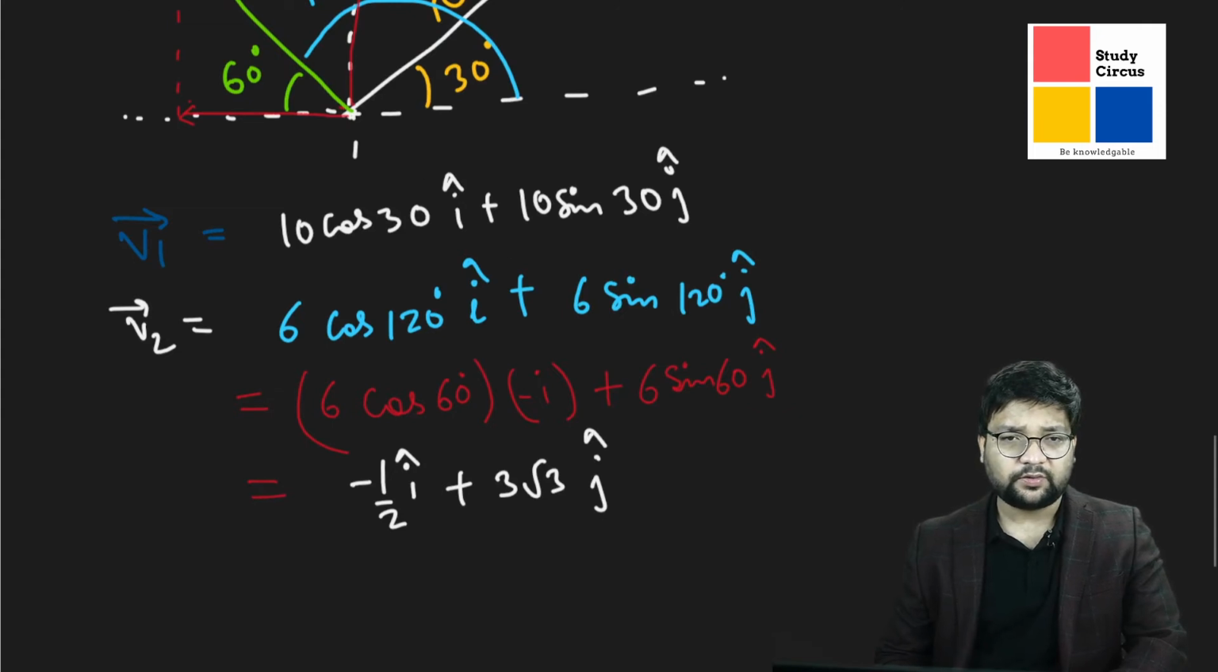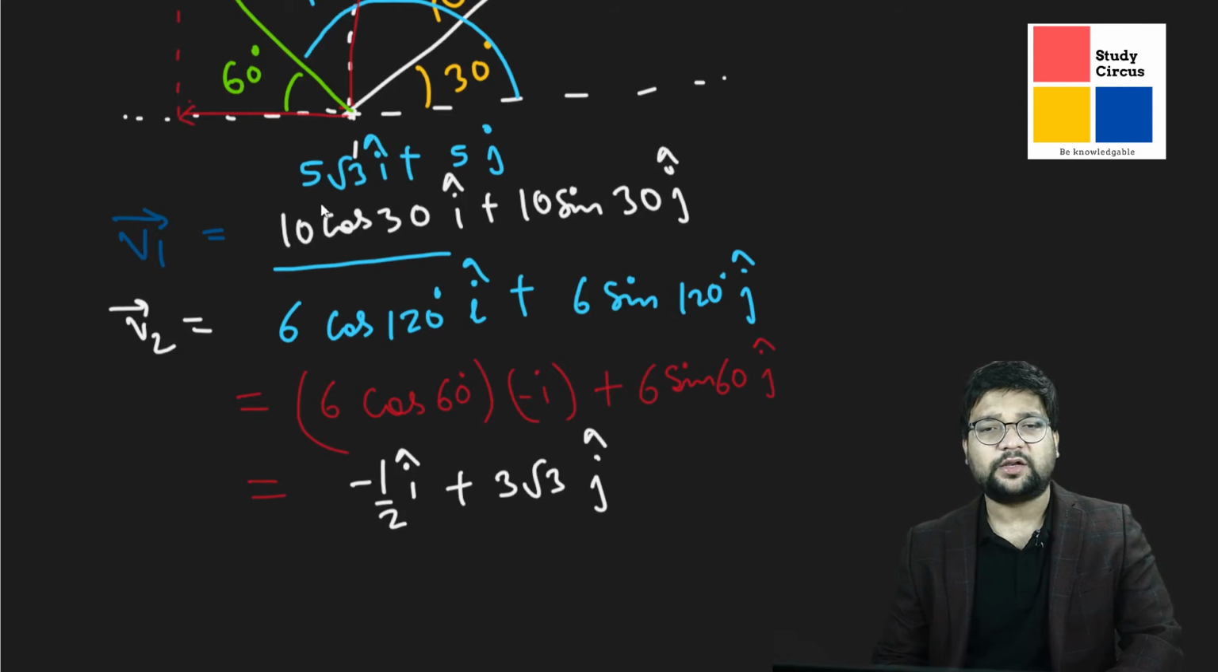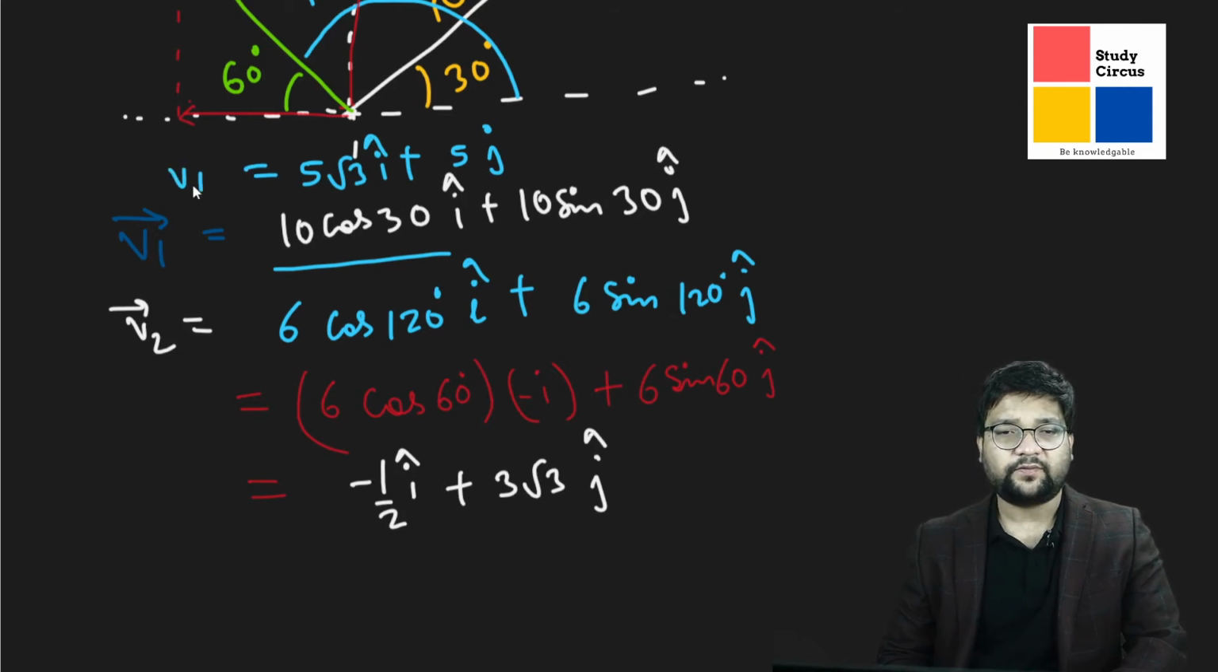And v1, if I put the values, what is the value of v1? 10 cos 30 is root 3 by 2, so that is 5 root 3 i cap, plus sin 30 is half, so this is 5 j cap. I've just put the values. So this is your v1 vector.